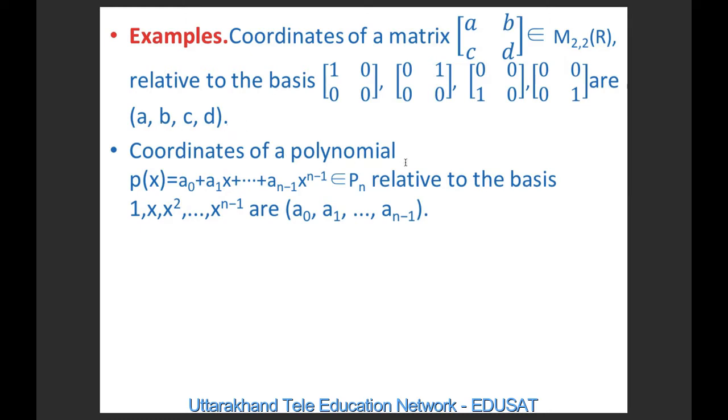The coordinates of a polynomial p(x) equal to a0 plus a1 x plus ... plus a(n-1) x^(n-1), which belongs to Pn, relative to the basis 1, x, x squared, ..., x raised to power n minus 1, are a0, a1, ..., a(n-1). So these coefficients are called the coordinates of a polynomial.